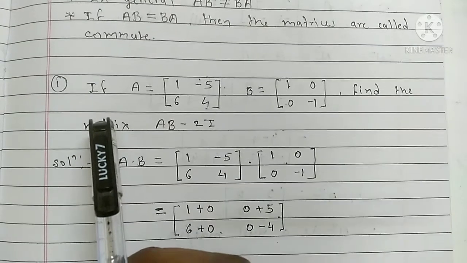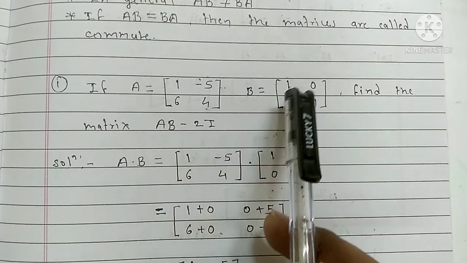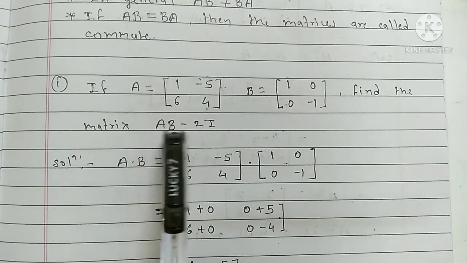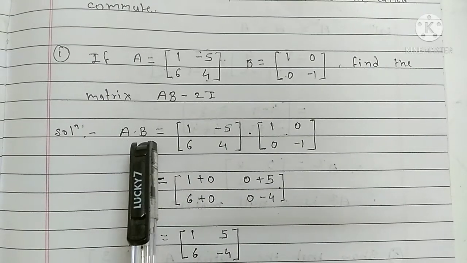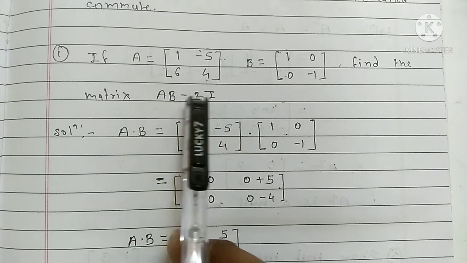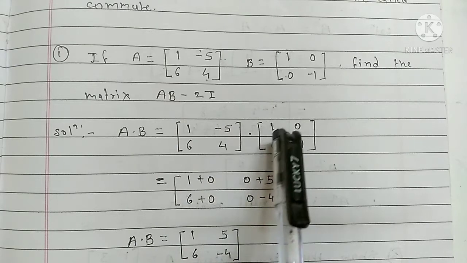So, first sum is, if A is equal to [1, -5; 6, 4] and B is equal to [1, 0; 0, -1], find the matrix AB minus 2I. So, this is our AB. First, we will find AB, then we will calculate AB minus 2I. So, AB. So, A into B. So, this is A and this is B.